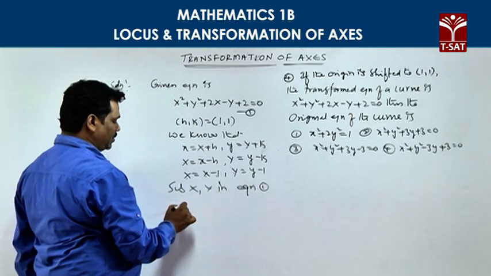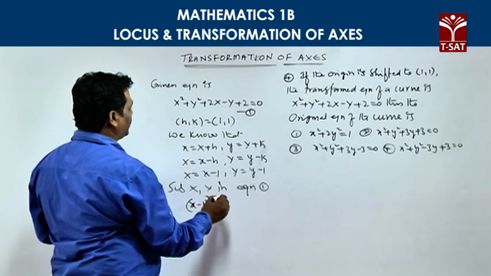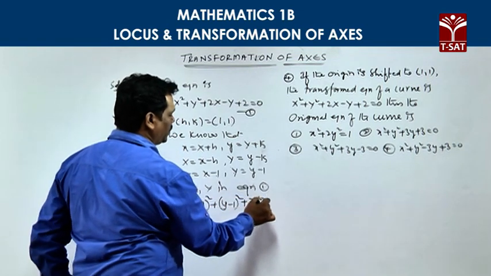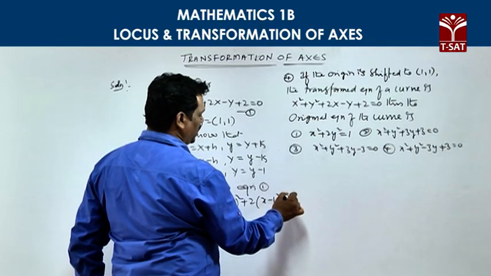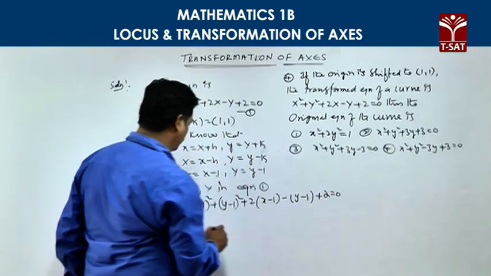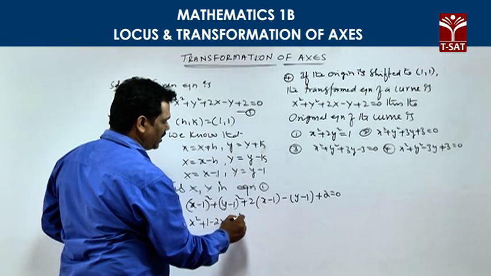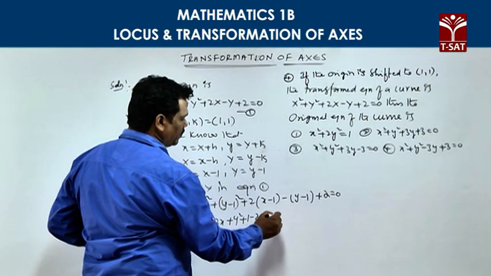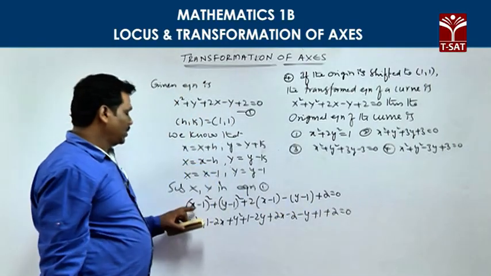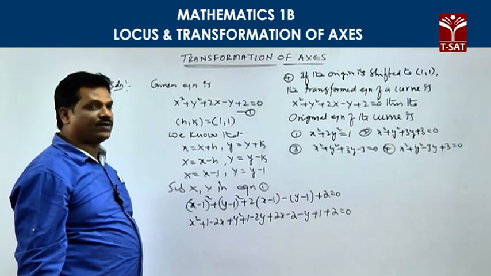Substituting here: (x - 1)² + (y - 1)² + 2(x - 1) - (y - 1) + 2 = 0. So here x² + 1 - 2x + y² + 1 - 2y + 2x - 2 - y + 1 + 2 = 0.